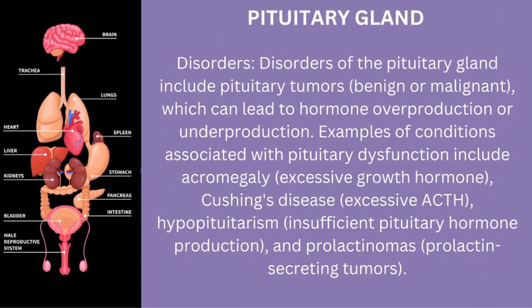Disorders of pituitary gland. Disorders of the pituitary gland include pituitary tumors, benign or malignant, which can lead to hormone overproduction or underproduction. Examples of conditions associated with pituitary dysfunction include acromegaly (excessive growth hormone), Cushing's disease (excessive ACTH), hypopituitarism (insufficient pituitary hormone production), and prolactinomas (prolactin-secreting tumors).